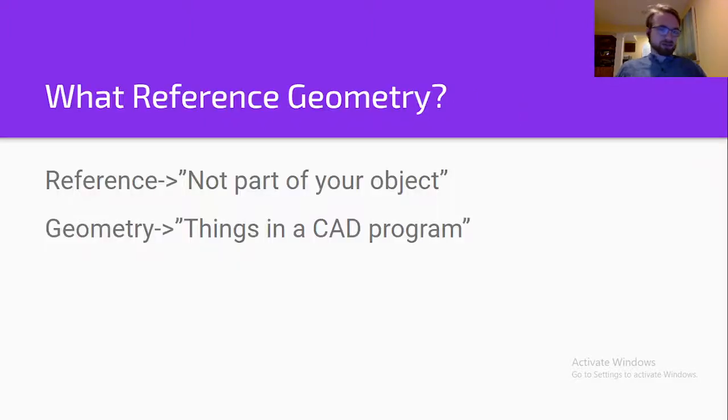So, what is reference geometry? In this case, reference just means something that's not part of the object that we want to create. Instead, it's something we're using as a reference. And geometry is just things in a CAD program. So this is geometry that we're going to use as a reference, but it's not going to be part of our final object, right?